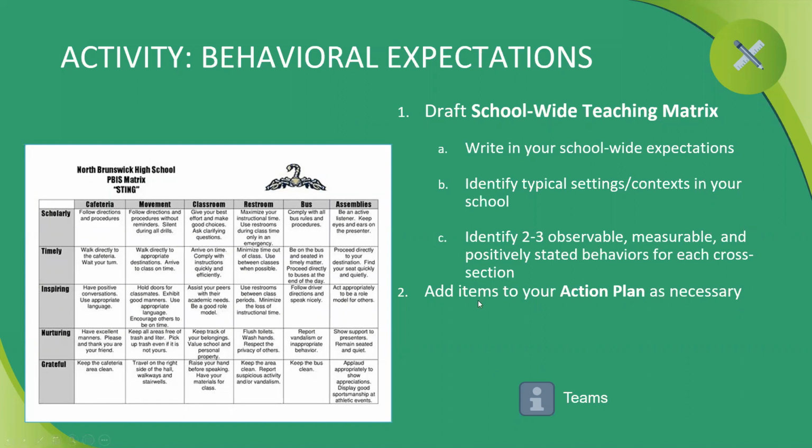And again, 2 to 3 observable, measurable, acknowledgeable, and positively stated behaviors for each box. It might take some time. Think about where you want to start and what other areas you might want to get to later in the year.